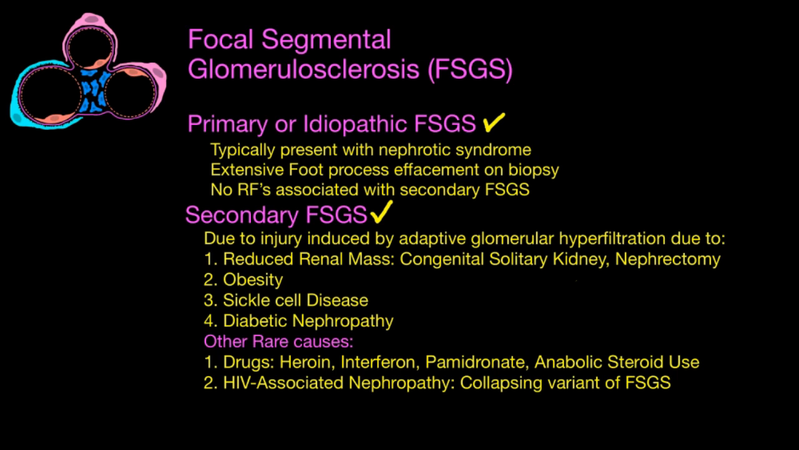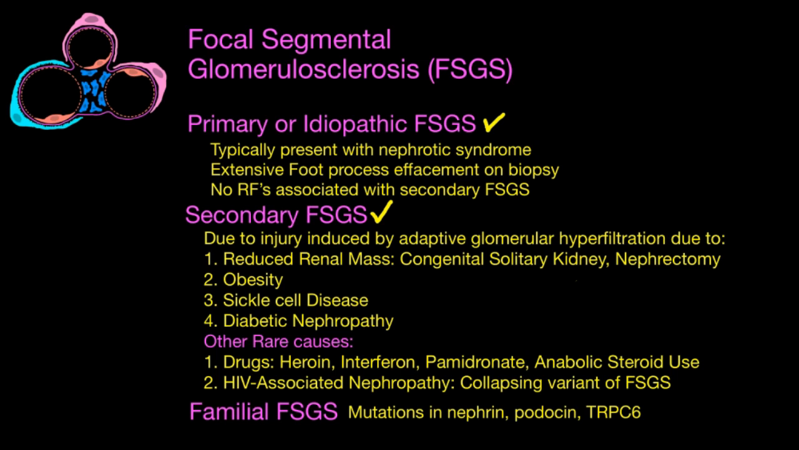And there are some other rare causes like heroin injection. Some drugs like interferon, pamidronate, and anabolic steroids have been associated with this. And there is an infection associated form of FSGS, and this is also called HIVAN, H-I-V-A-N. This has been described in patients who have very high viral loads of HIV, and then it causes a collapsing variant of FSGS, and it actually affects the entire glomerulus, and it sort of looks like it's collapsing down on itself, like it had the air sucked out of it. And so this is rare nowadays, but it still may show up from time to time.